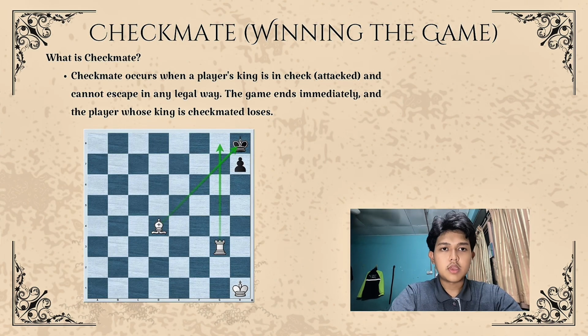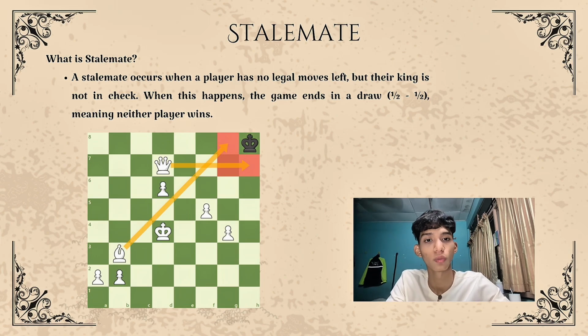Next up, checkmate. What is checkmate? Checkmate occurs when a player's king is in check, which is an attack, and cannot escape in any legal way. The game ends immediately, and the player whose king is checkmated loses. Stalemate. What is stalemate? A stalemate occurs when a player has no legal move left, but their king is not in check. When this happens, the game ends in a draw, half-half, meaning neither player wins.